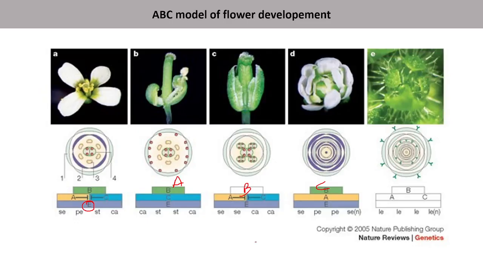Okay. So now if you see this figure, there is one gene which is getting expressed everywhere, that is E gene. E gene here also, E gene will be here also, and E gene will be here also. And here when E gene is not there, the flower itself is not getting formed.